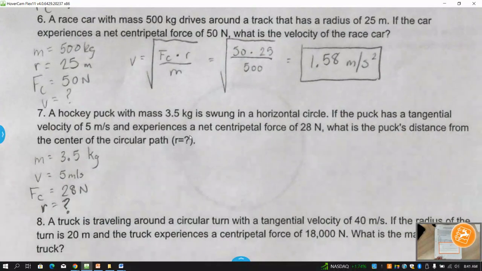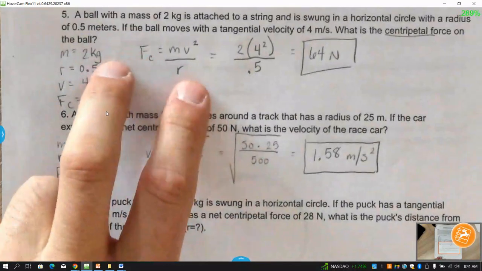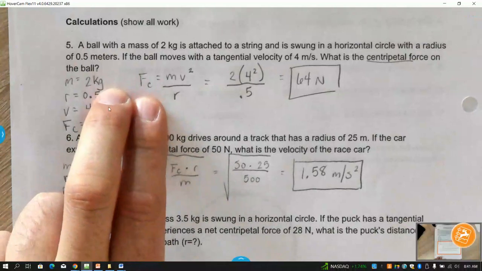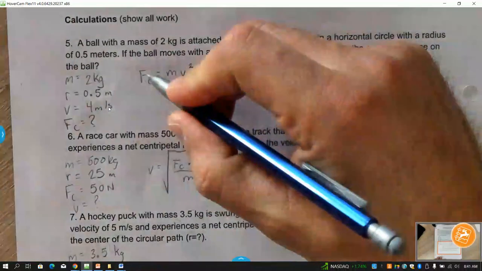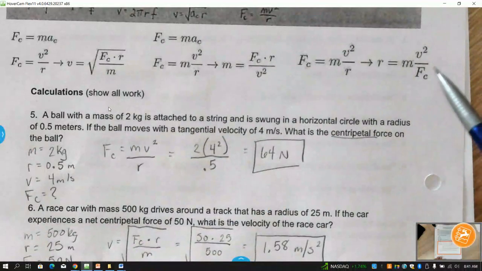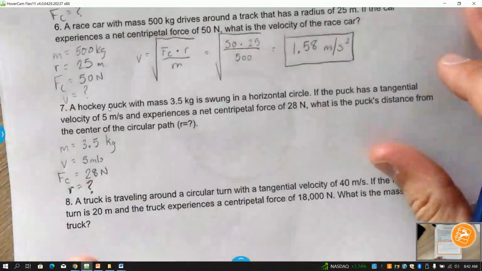Okay. Solving this for R, you're basically just going to swap these two. So R would equal mv squared over Fc, which we also have written here. It's just a little bit more funkadelic.